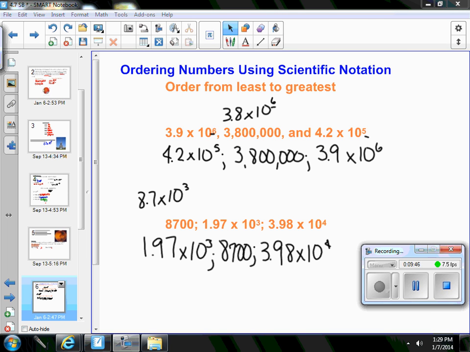Notice that we put 8,700 in scientific notation, compared it to the other powers. We had 2 that had the same power, so then we compare the decimals, and put them in order from least to greatest in their original format.